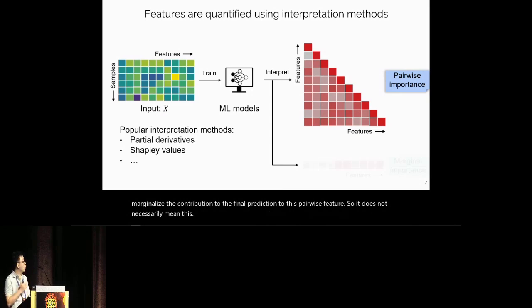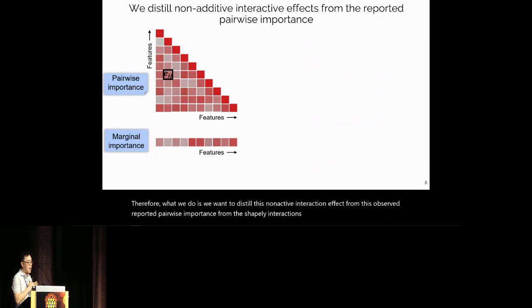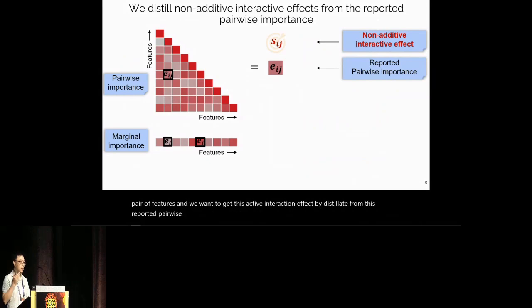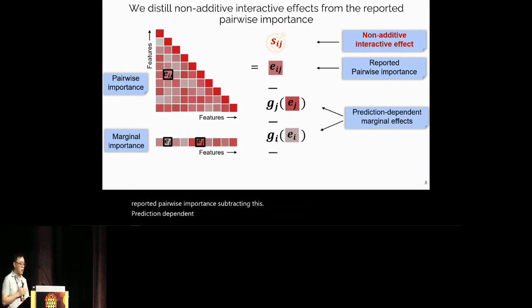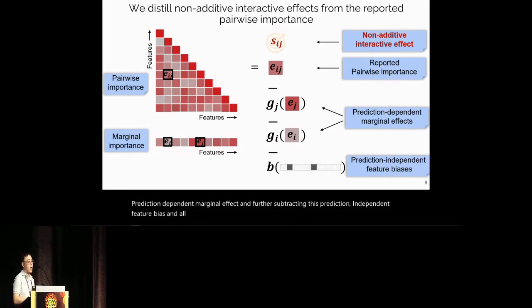Therefore, what we do is distill the non-additive interaction effect from the observed reported pairwise importance from, say, Shapley interactions. For example, for this pair of features i and j, we get the non-additive interaction effect by distilling it from the reported pairwise importance, subtracting the prediction-dependent marginal effect, and further subtracting the prediction-independent feature bias. All these g_i, g_j, and b are learnable functions.